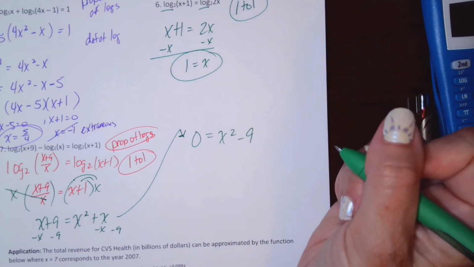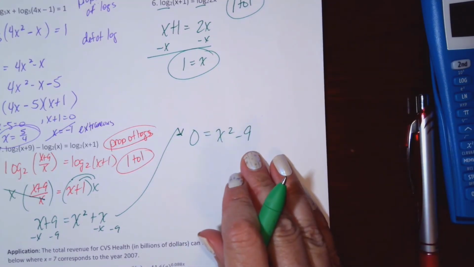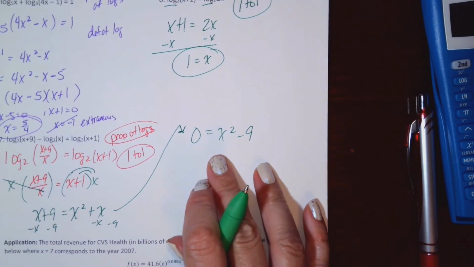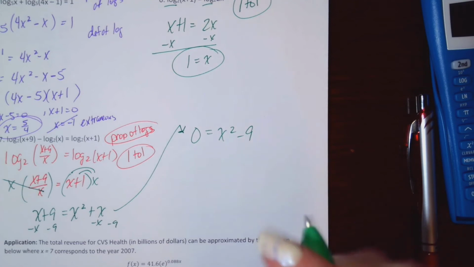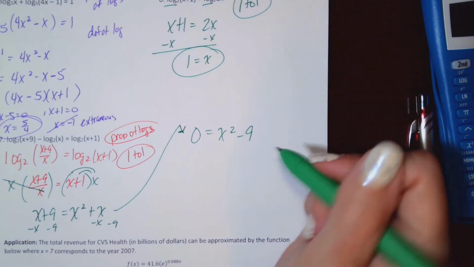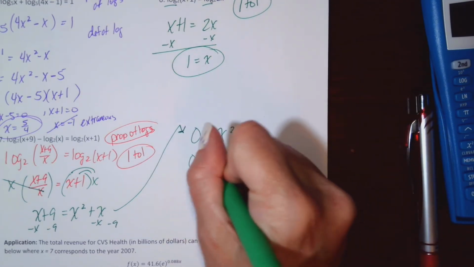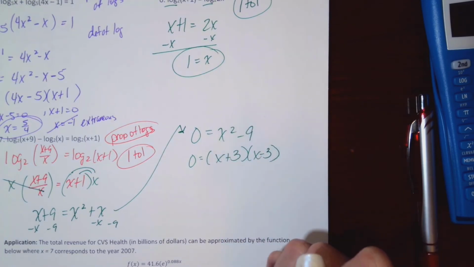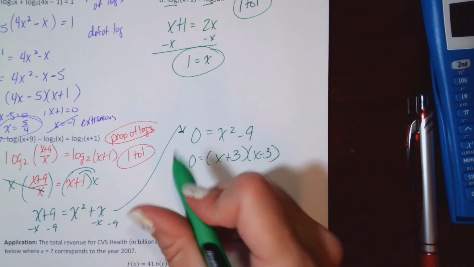Now, why did I move everything to the right this time? Well, I need to keep my squared term positive. This is going to be a difference of squares. I can factor it, or I can use the square root property. Let's go ahead and factor it. Difference of squares factors to give me conjugate pairs. I get the same result either way, it's just a different way of looking at it.